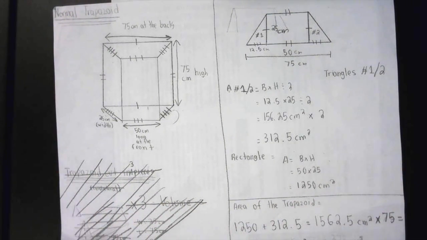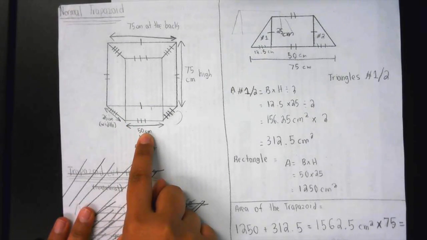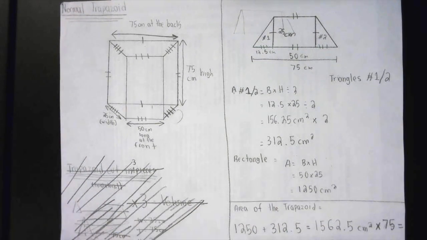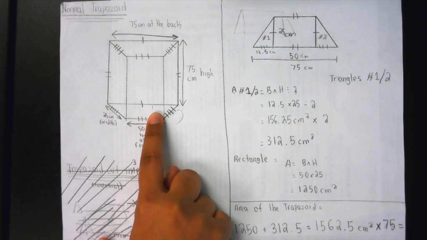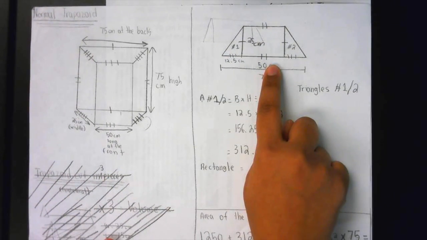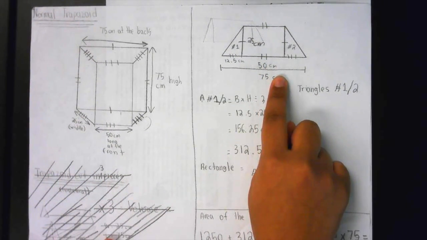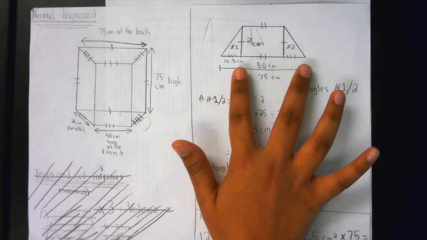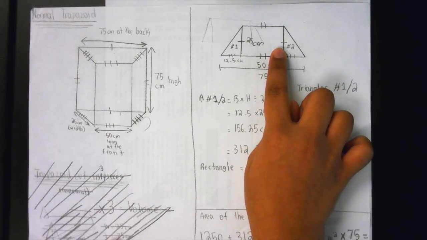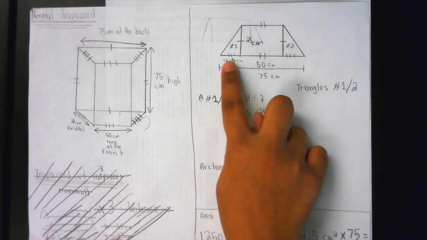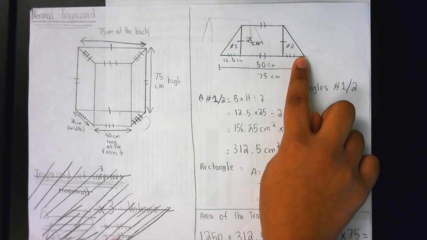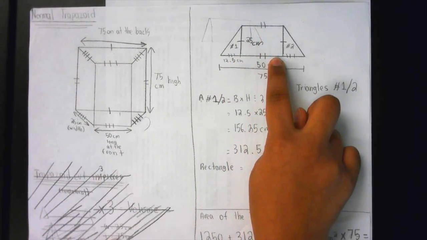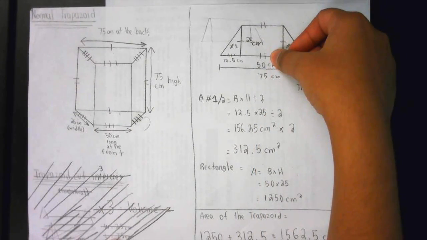Okay, so what we did was we drew the prism out, and we realized that it was standing up. So this is how the aquarium would have looked. Now we broke it down, and we took the measurements of one trapezoid. We divided the trapezoid into three shapes, two triangles and one rectangle. Since this base is 75 centimeters and this is 50, these two sides of the rectangle will be the same.